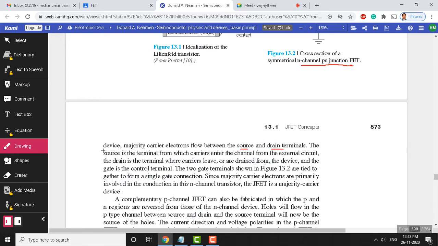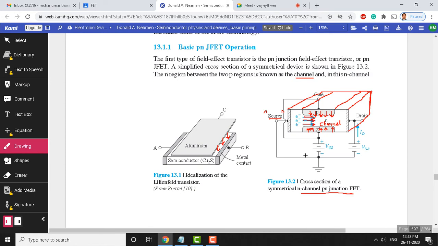And look at the definition of source here, which I want to highlight. Source is a terminal from which carriers enter the channel from the external circuit. So, the external circuit, already told you, this is the external circuit. There are two voltages which you are seeing here, one is the gate source voltage, the other one is the drain source voltage. Now, the gate source voltage will create an electric field here, and the drain source voltage is responsible for the force that will move the electron from the source terminal to the drain terminal here.